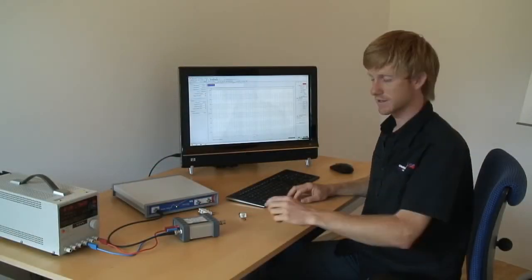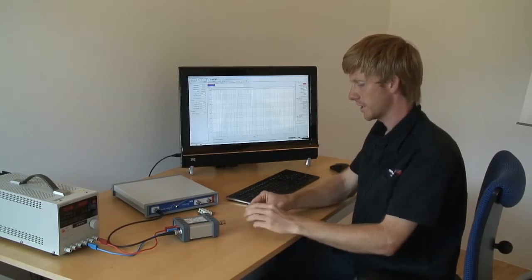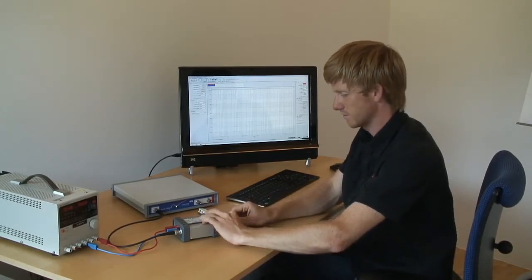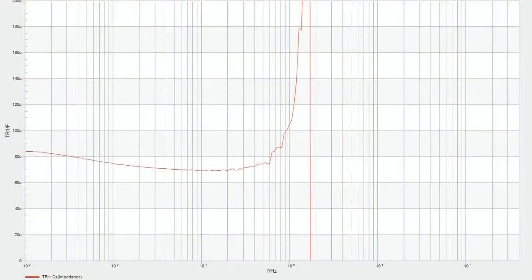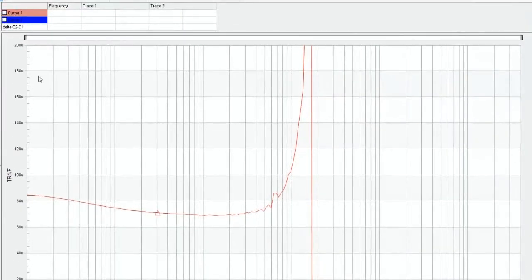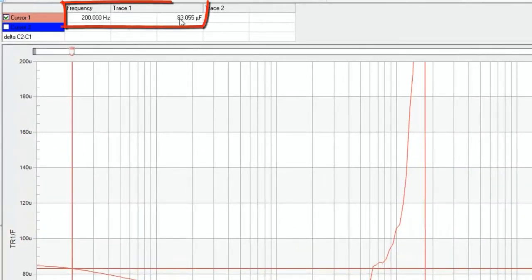Our device under test is a 100 microfarad X5R ceramic capacitor. I connect it to the DC bias injector with 0 volt DC bias applied. As a result, we see the capacitance curve over frequency. I want to measure the capacitance at 200 Hz. Activating a cursor leads to the result of 83 microfarad.